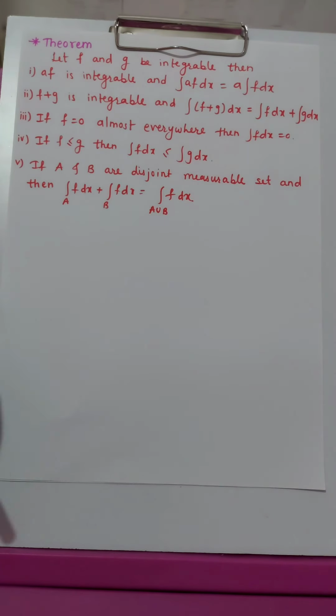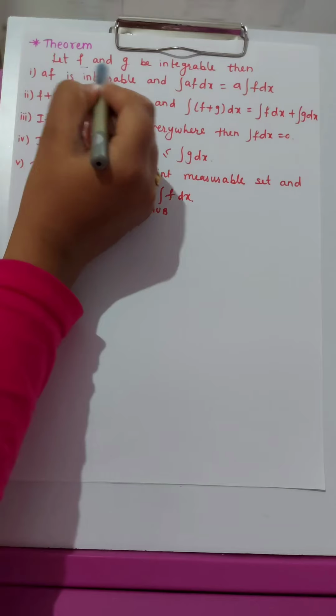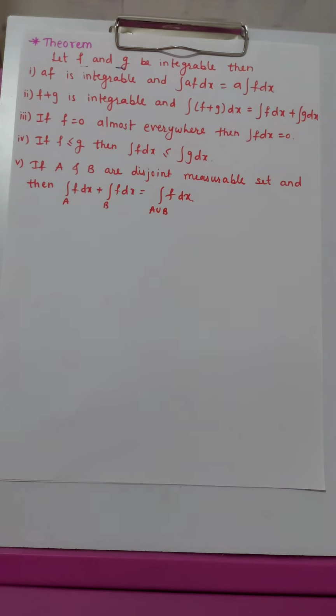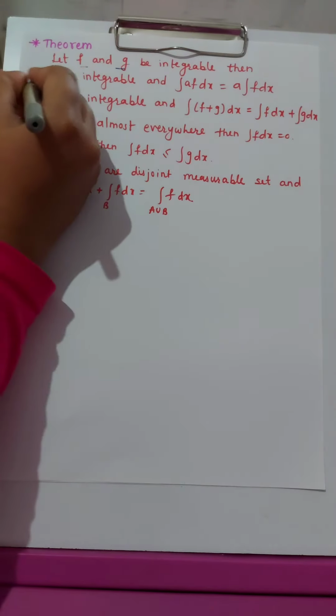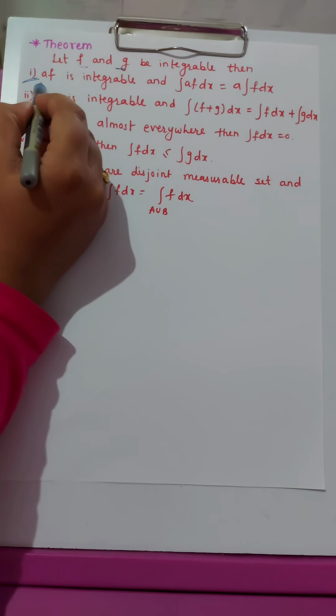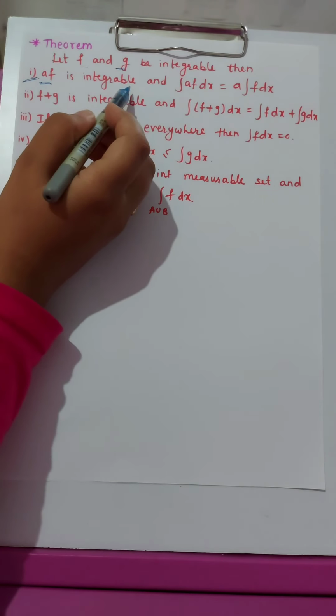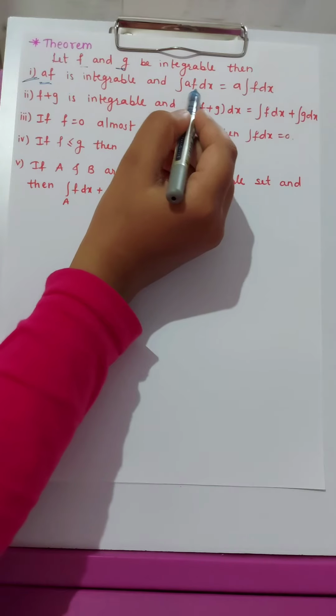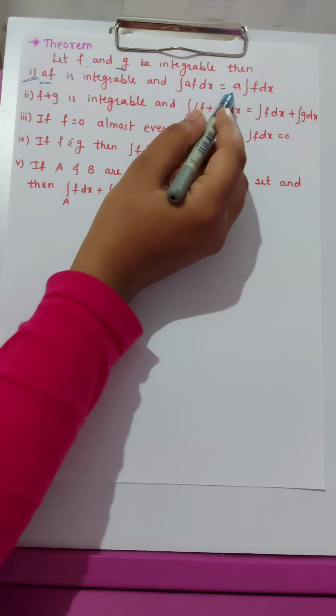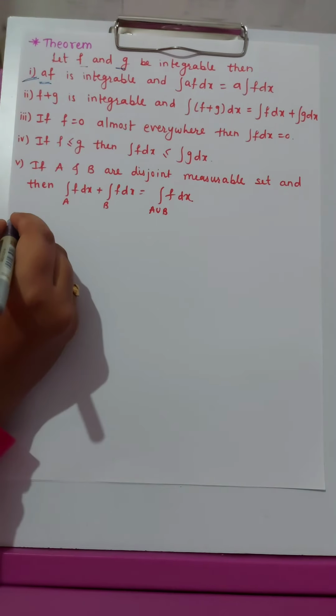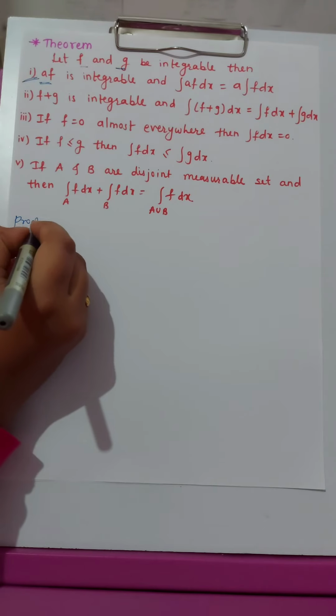Next is the theorem where f and g are given integrable. These are f and g integrable functions, and these 5 conditions are given. We have to prove these 5 conditions. So first one is we have to prove that a into f is integrable and integration of af dx is equal to a into integration of f dx. So proof.